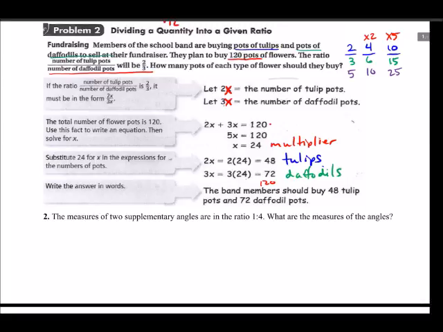All right, so it looks like it's your turn again already. Excellent. Pause the video and do the next problem.